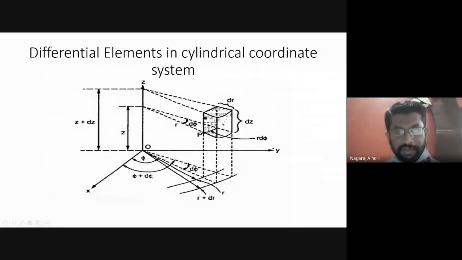Then we have the angle phi, the angle of the half plane. If I increase that phi by d phi, then I will get phi plus d phi. This is the original phi, and I am increasing it by a small amount d phi, hence phi plus d phi. Then I have z, the original z. I am increasing z by a certain amount, say dz, therefore I will get z plus dz. This small amount is dz, so it will be z plus dz. That's what we are calling the differential elements.